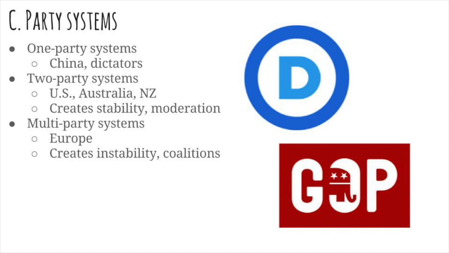There are also some countries, like throughout most of Europe, that have multi-party systems. For example, in France, there are several political parties that are equally powerful. That's true in the United Kingdom to some extent as well. Other places like Germany, for example, might have 4 or 5 parties that are each vying for control.